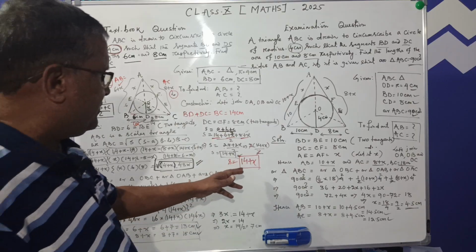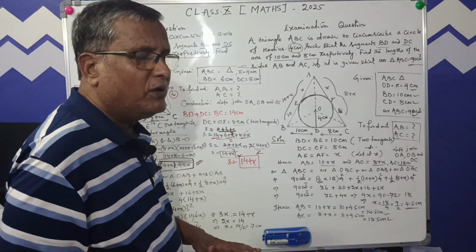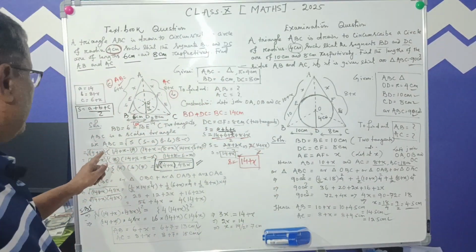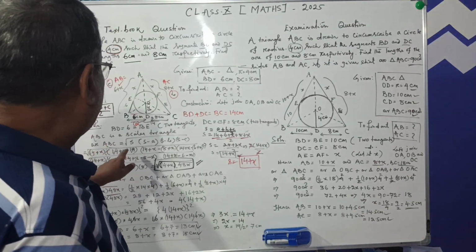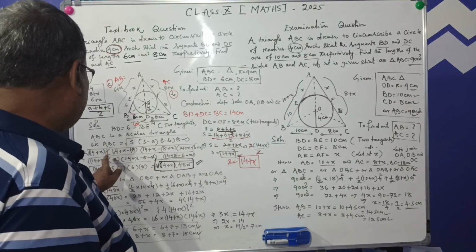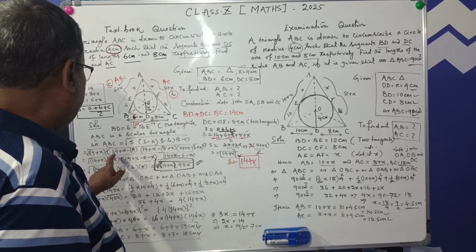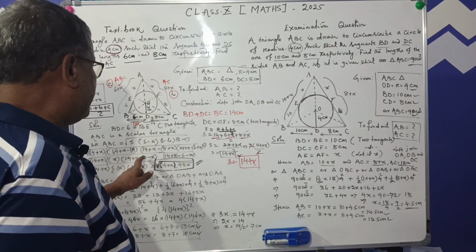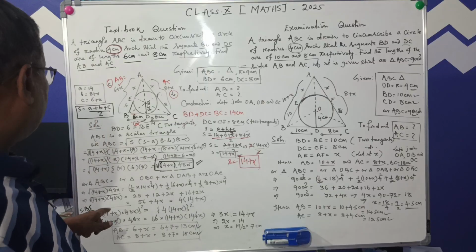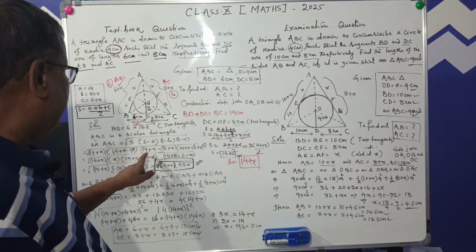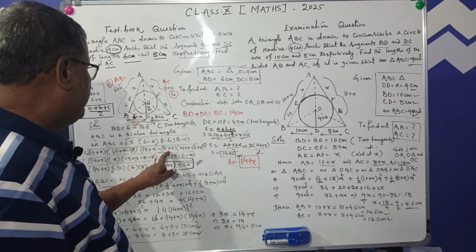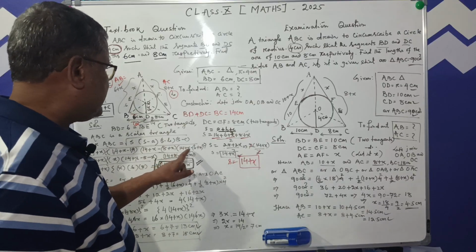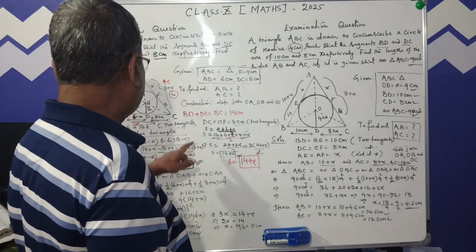Now let us put the value here to find the area of the scalene triangle ABC. This is important. Area of ABC is root of s into s minus a, s minus b, s minus c. Here s is 14 plus x, minus a, where a is 14. Then s minus b, where b is 8 plus x. Then s minus c, that is 6 plus x.